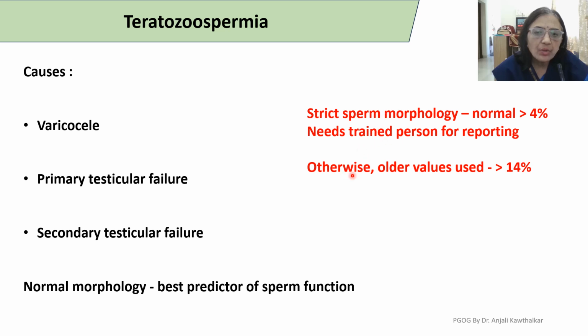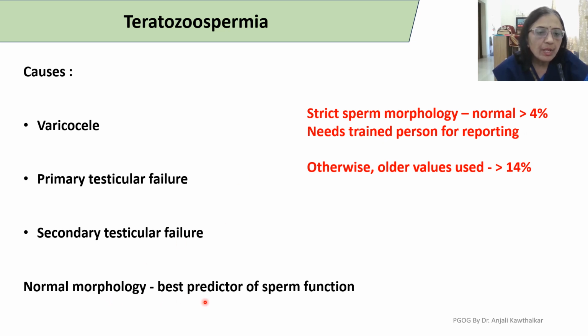If that person is not there, then older values are used, where greater than 14% of sperm showing normal morphology is considered normal. But if we use the strict criteria, where it needs to be examined by a trained person, greater than 4% is also adequate to call it a normal semen analysis.